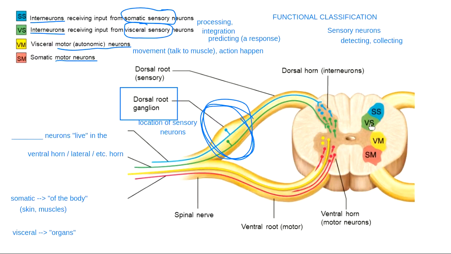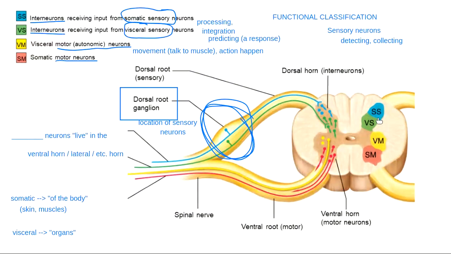But the big idea is everybody who lives in the dorsal horn is my processing neurons. That's the only place that processing neurons live. Sensory information comes in, and depending on where in the body it came from, whether it came from the skin, for example, or whether it came from the digestive system, I'll process it in a slightly different place, but I always do my processing here in the dorsal horn.